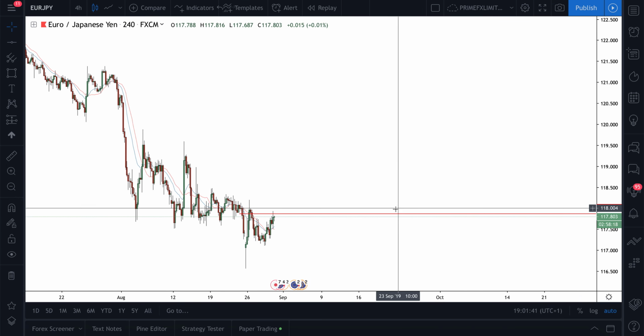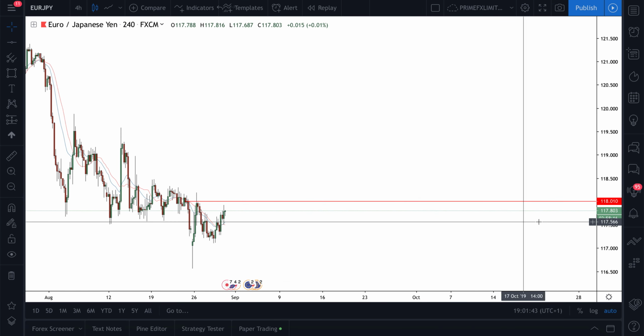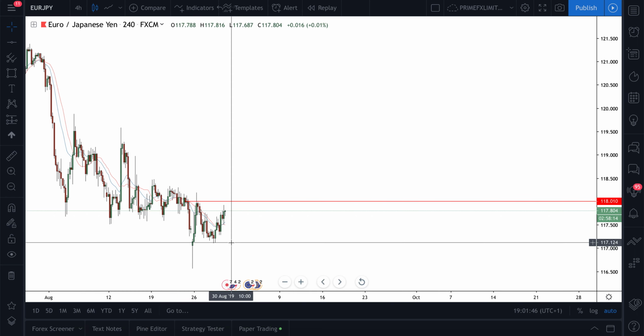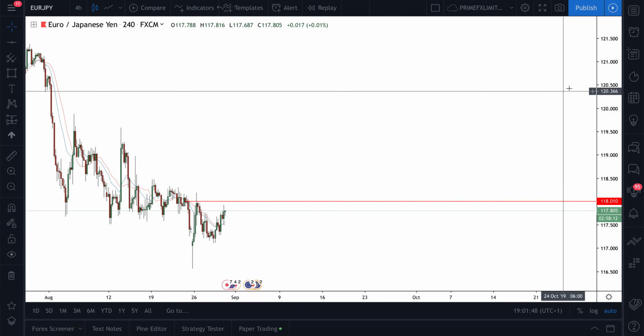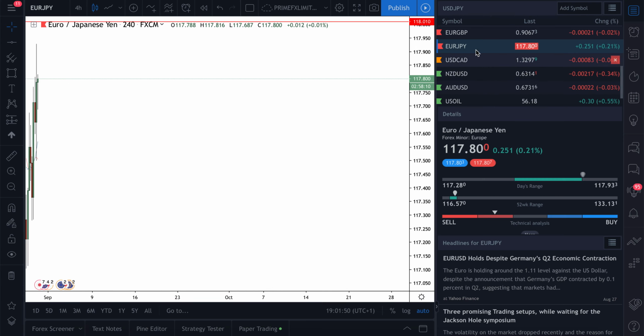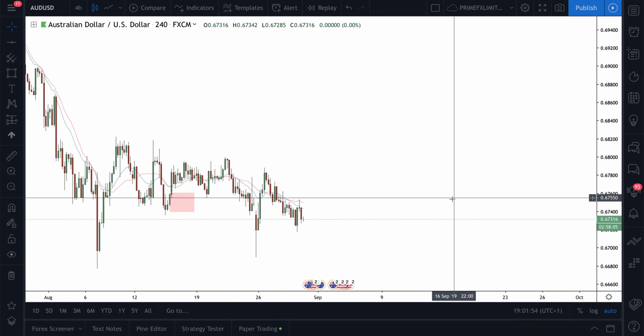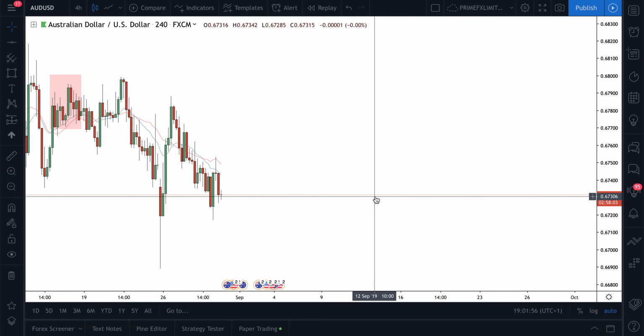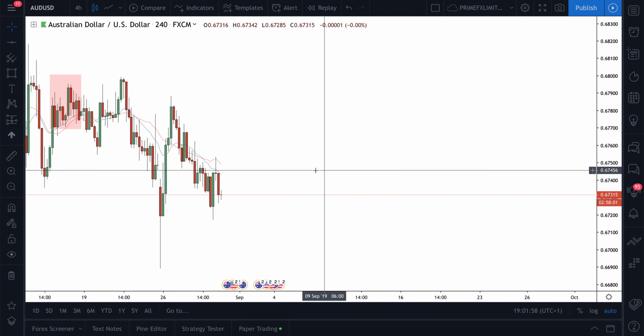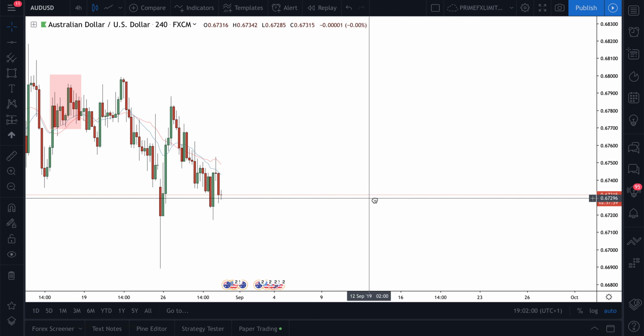Euro yen, if you're still in this trade, we're nearly at TP at 118. Okay, we got in this at 117,100. You should be now 70 pips in profit. With AUD USD, we are currently in profit on this. Took a trade from 0.67400 after seeing this 1, 2, 3 to the downside.